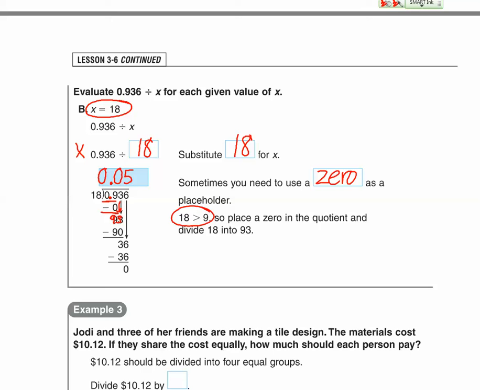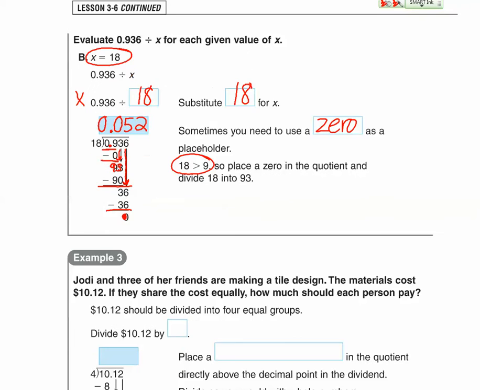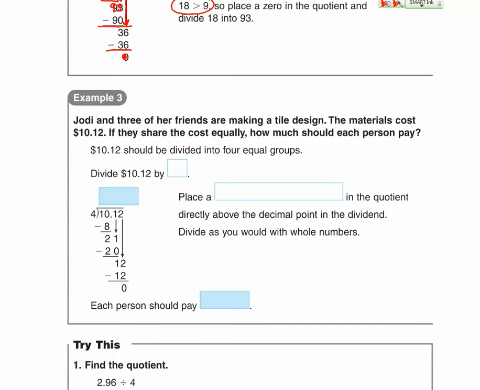5 times 18 ends up being 90, so I subtract. I get 3 remaining. I still have another number to bring down, so we get 36. 18 goes into 36 2 whole times. Subtract, and there's my 0 remainder with nothing left to bring down. So 936 thousandths divided by 18 is 0 and 52 thousandths.